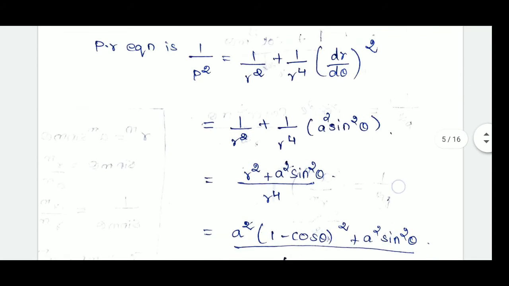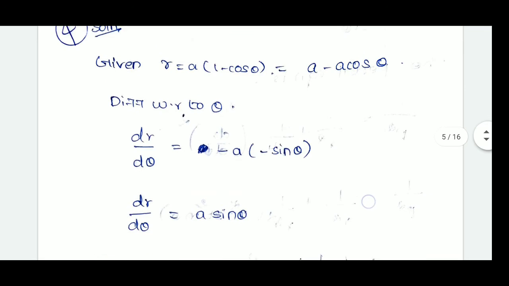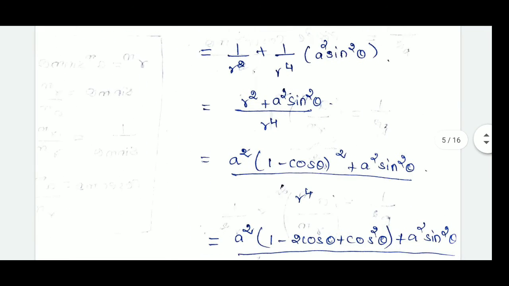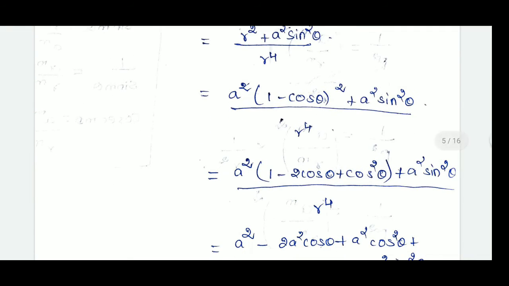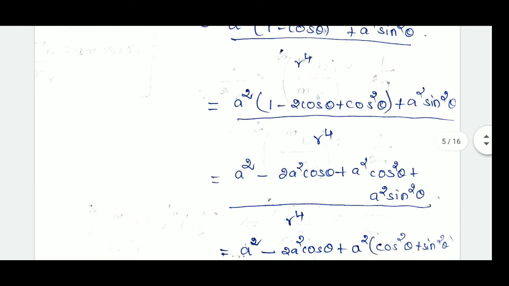In the problem we have r = a(1 − cos θ). So instead of r we substitute a(1 − cos θ) the whole squared, plus a² sin² θ, by r⁴. We use the formula (a − b)² = a² − 2ab + b². So a²(1 − 2 cos θ + cos² θ) + a² sin² θ by r⁴, that is a² − 2a² cos θ + a² cos² θ + a² sin² θ.